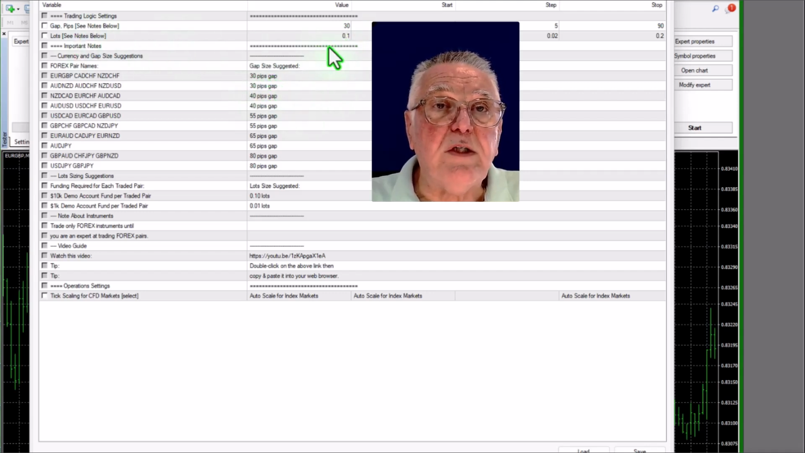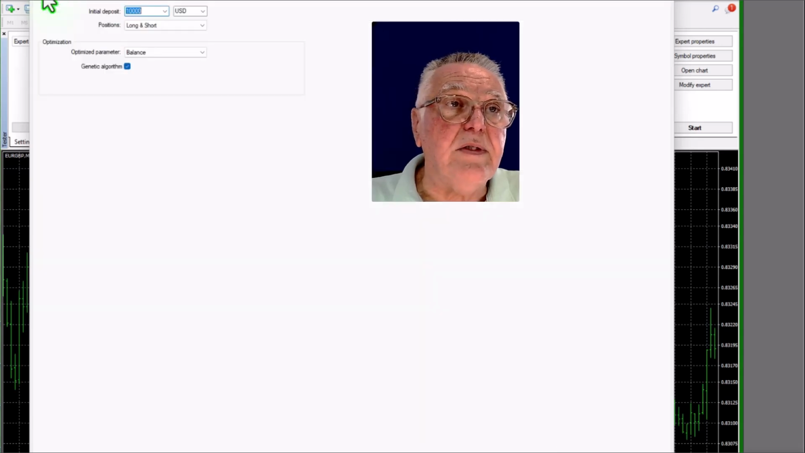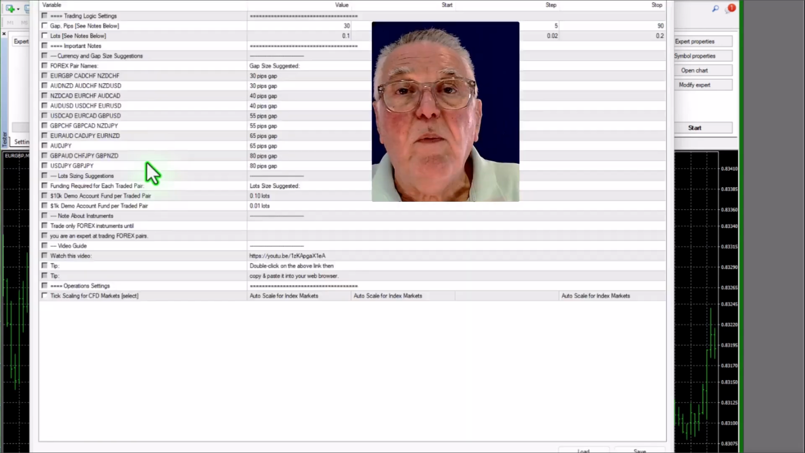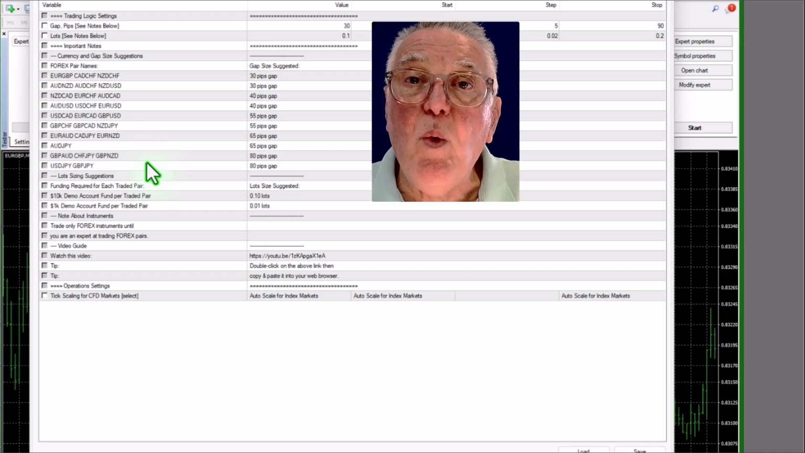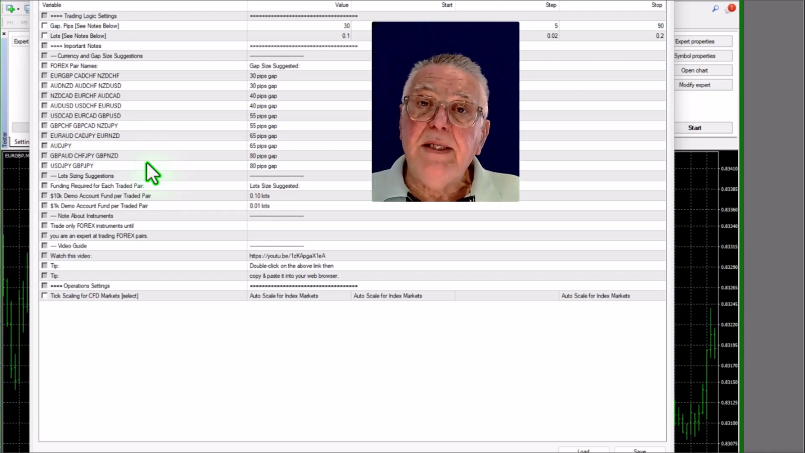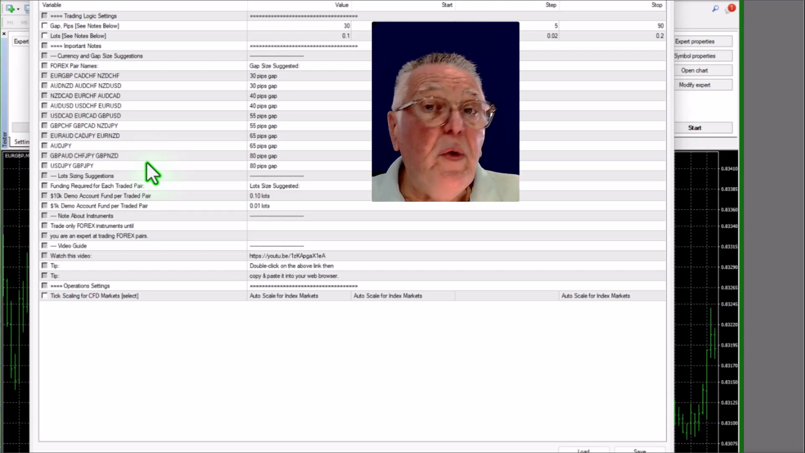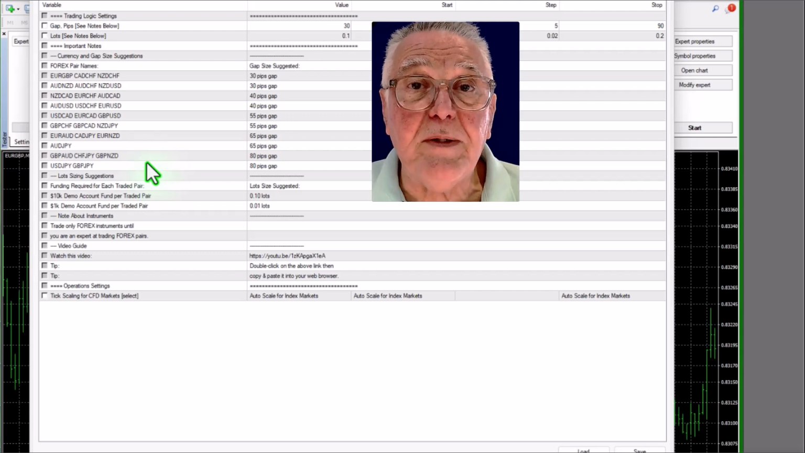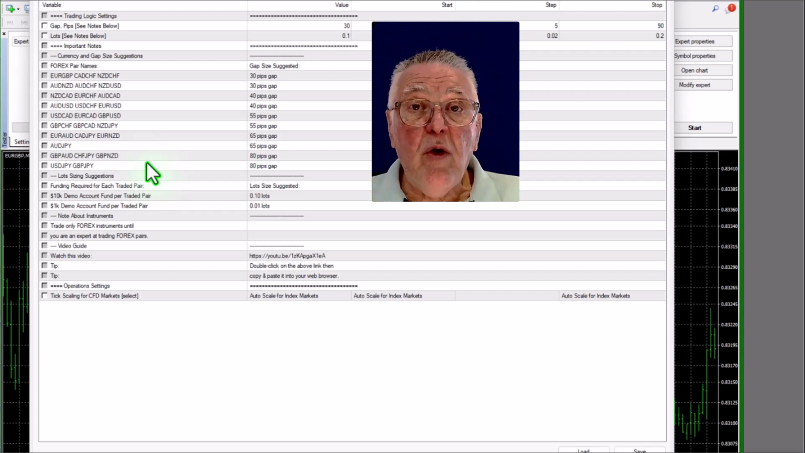And the lot sizing is 0.1, and for a 10K account, we are saying use 0.1. And this is a 10K account. We're basically back testing 1 month of the settings that we told you to use. And the reason for that is to just show you how the EA trades and to show you a few concepts that you need to know about trading the grid system.